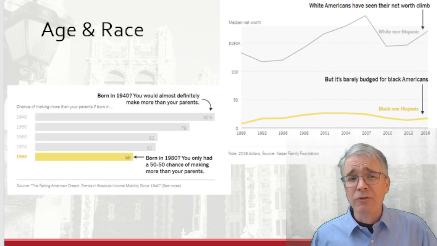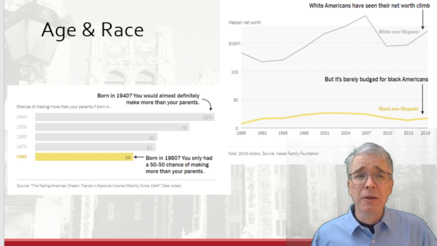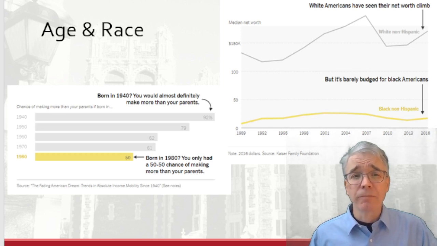The graph on the right shows median net worth for black and white households. We can see there's a huge gap. When we talk about inequality in the US, that includes inequality between black and white Americans. There's substantial inequality within each group as well.